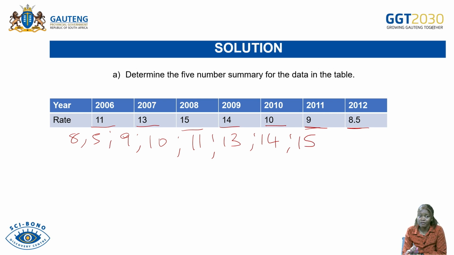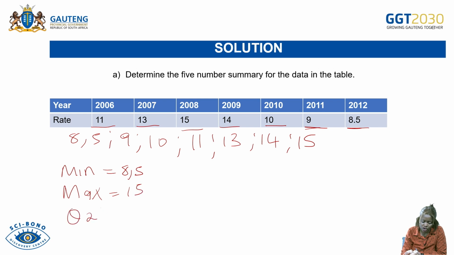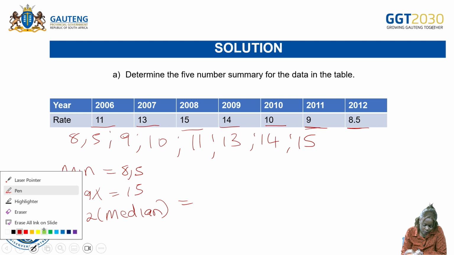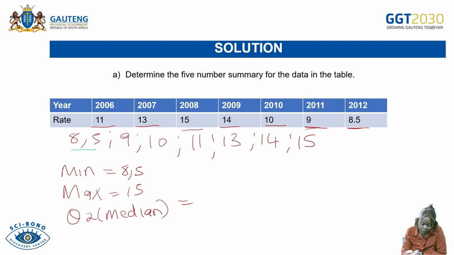Okay, so your 5-number summary includes your minimum value, which is going to be 8,5. It is going to have your maximum value, which is the biggest value in a data set. In that case, it is 15. Then it is going to have Q2, which is your median, if you still remember, your middle value. So if I check nicely there, I would have 1, 2, 3 on each side. So your middle value is going to be 11.